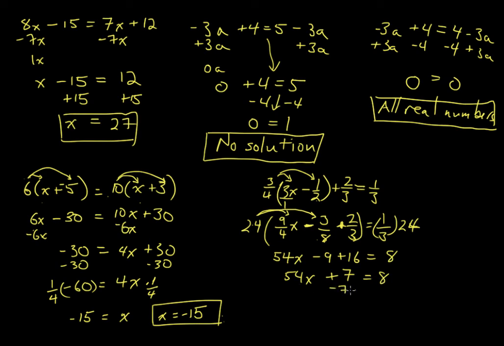I subtract 7 from both sides, and I have 54x equals 1. Divide both sides by 54, multiply by 1/54. And there it is. x is equal to 1 over 54. And that's our answer on that one.